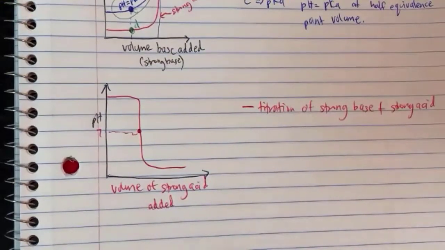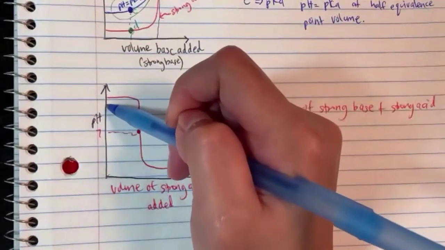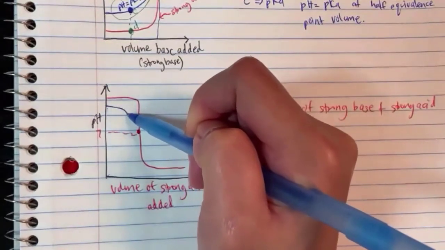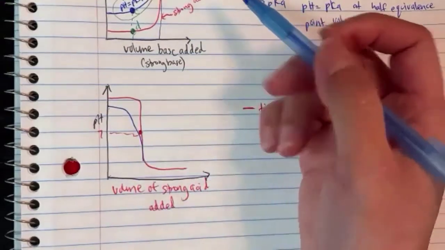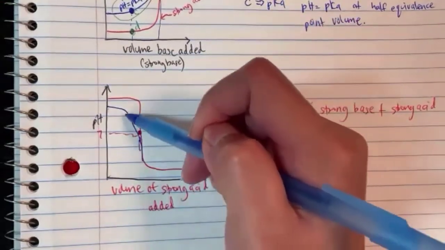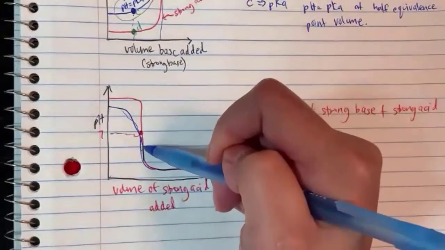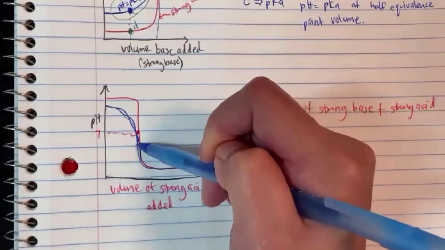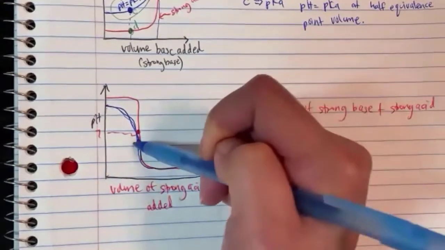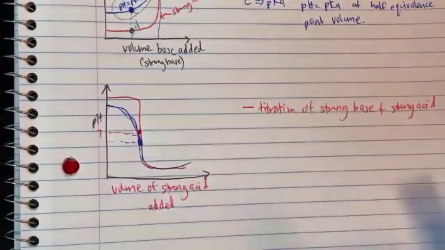Now, if we had a weak base in here, it would start somewhere a little lower, and then it would have a, well, my curve is kind of ugly now, but it's not as pronounced, okay? Sorry. But maybe somewhere right here is the middle. You can do better than me at drawing, but this pH here is less than 7, okay?